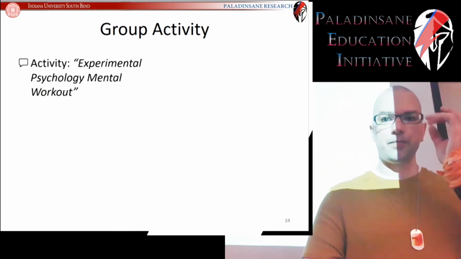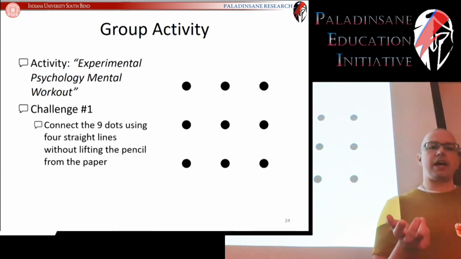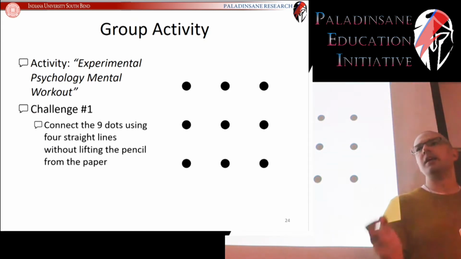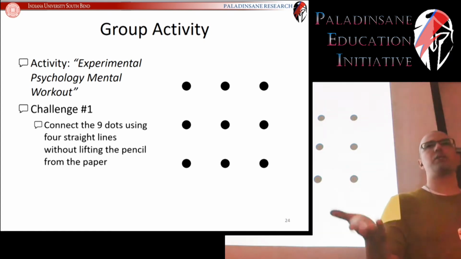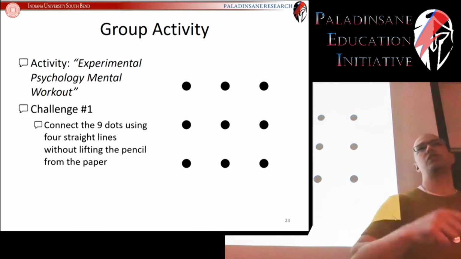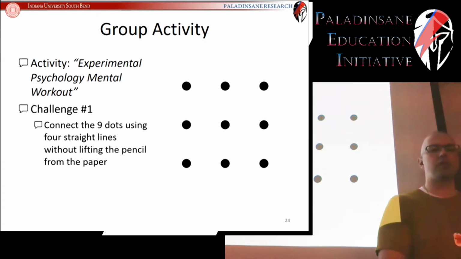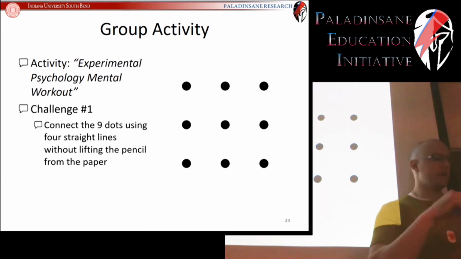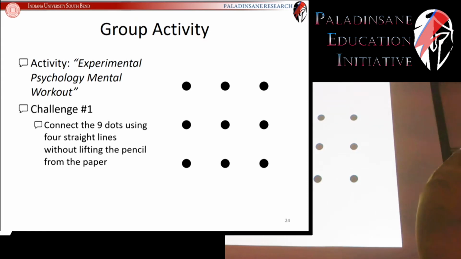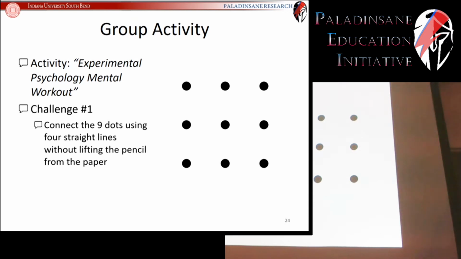Challenge number 1. You're going to be asked to connect those 9 dots using 4 straight lines without lifting the pencil from the paper. So with 4 straight lines, if you change direction, that's a new line. If you trace back over the line, that's a new line. Any change in direction is a new line, and it has to be straight. Connect all 9 dots with 4 straight lines without lifting the pencil, and I'll give you a few minutes to give that a shot. Also feel free to discuss ideas amongst yourselves.